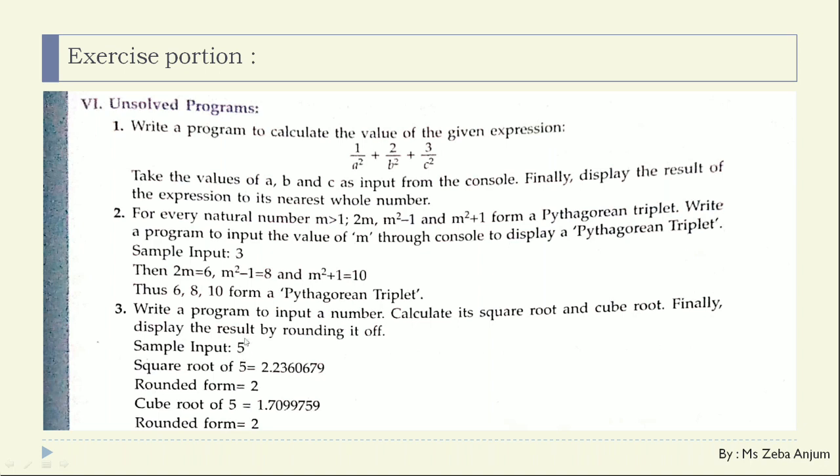Now see the sample input. If you have taken 5 as an input, then the square root of 5 is this one. Yes, now the rounded form of this square root value is 2. Now again calculate the cube root of 5, that is this one. Now again you have to apply math.round function on this cube root value, then the rounded form becomes your 2. Okay, now getting the point. Firstly you have to use the square root function, then round off the value. Then again find out the cube root of the value, then you have to round off the upcoming value. Okay, so this is how you are going to do the third program.